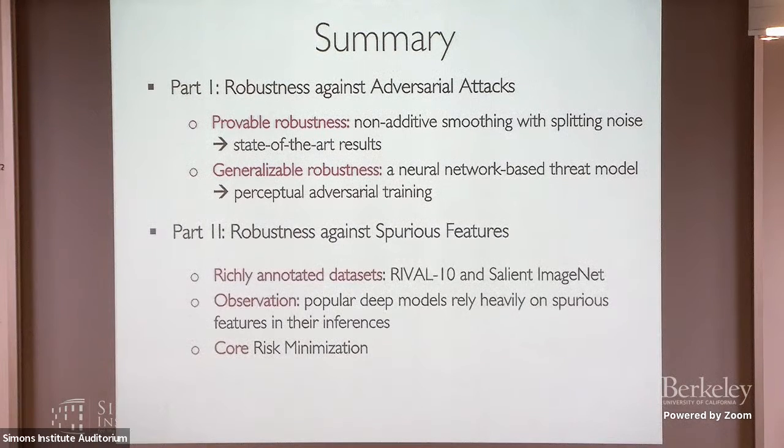So let me wrap it up. In the first part, I talked about adversarial robustness, provable robustness. We introduced a non-additive smoothing with splitting noise. In the second part of that, we talked about robustness generalization using neural perceptual threat models. And in the second part of the talk, we talked about reliance of the models on spurious features. We have two richly annotated datasets. RIVAL10 is smaller and manually annotated, and Salient ImageNet is automatically annotated, almost all of ImageNet.